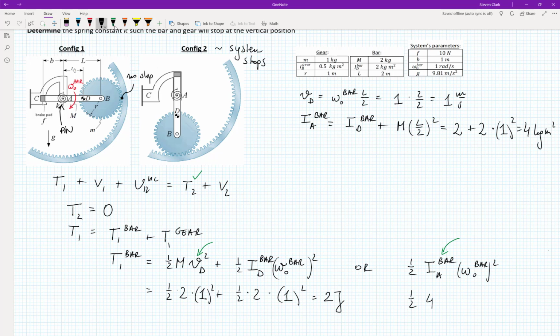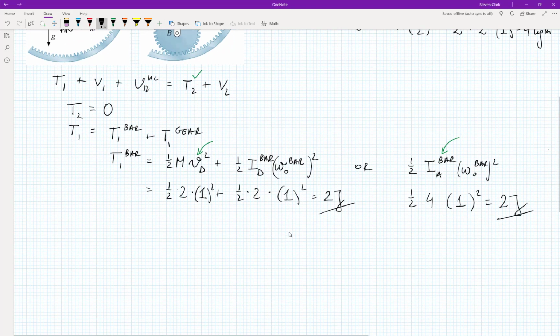Let's plug in values. 1/2 times 4 times 1 squared. As you can see, it's again 2 joules. Okay, so our theory works. You can calculate kinetic energy using these two expressions, and you should end up with the same answers. Are there any questions before we move forward? We're good.